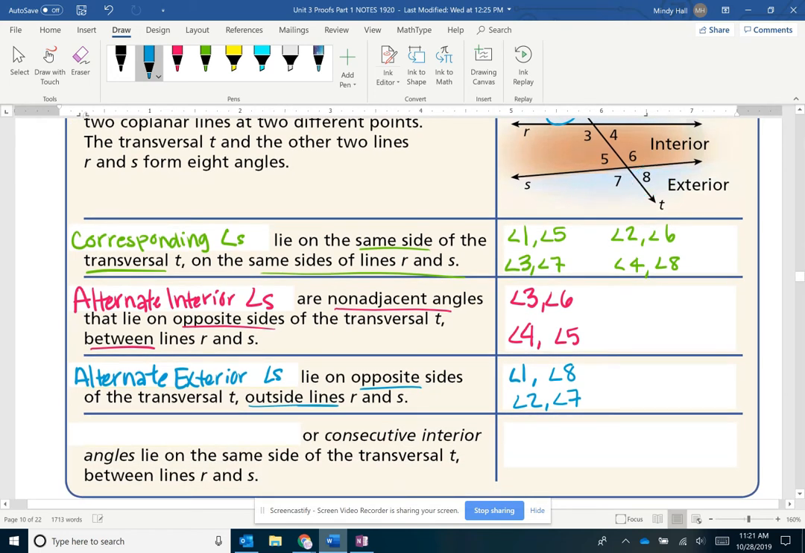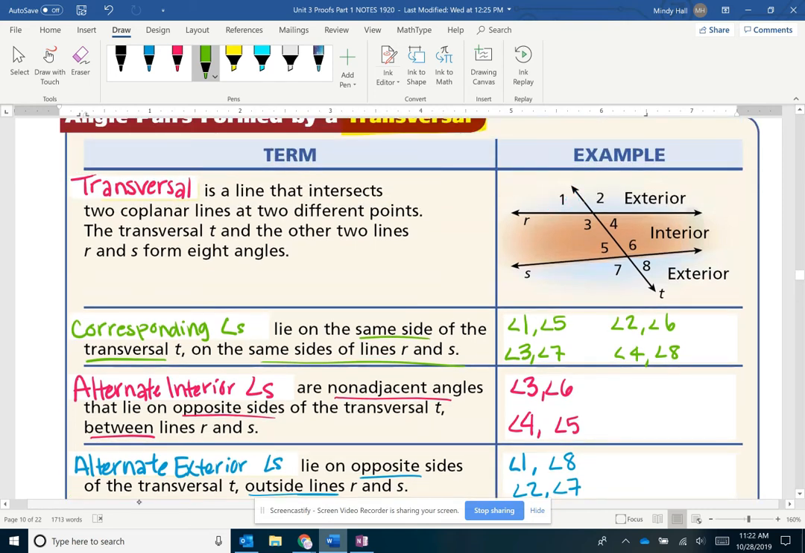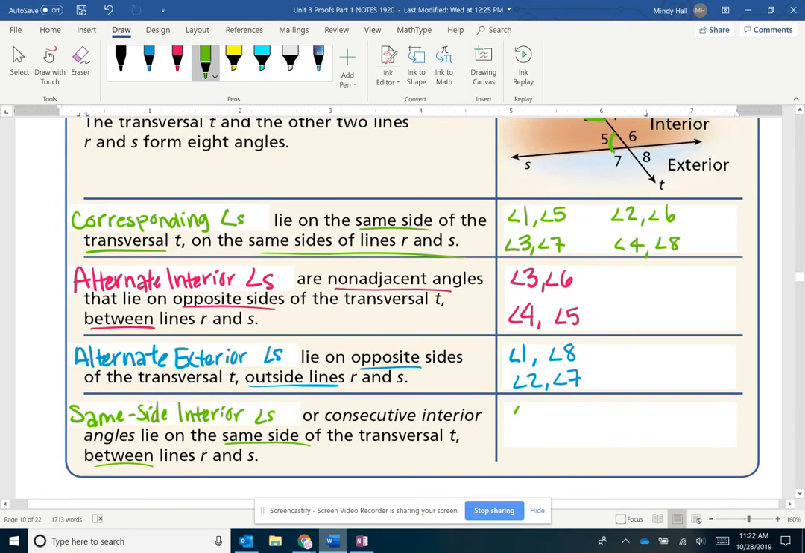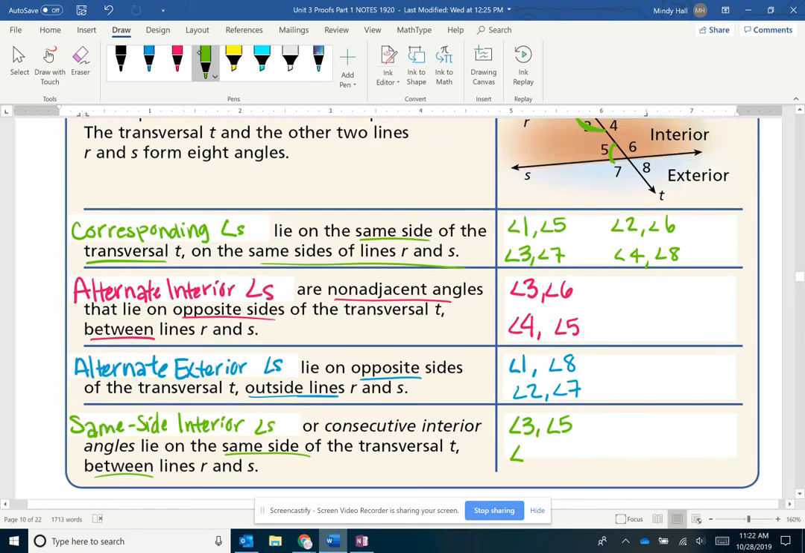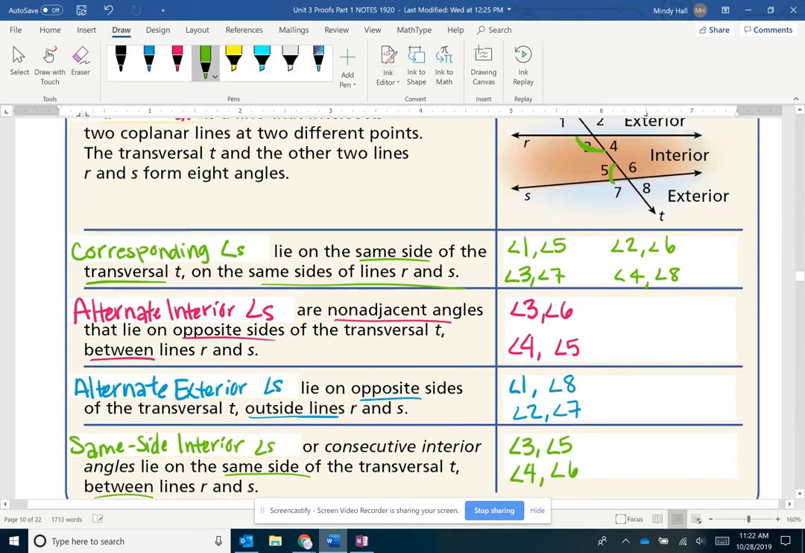Now, our last one is known as same side interior angles. They are on the same side of the transversal and between the lines. So if I'm looking at angle 3, the only other angle inside on the same side is angle 5. So we would have angle 3 and angle 5, and then angle 4 and angle 6.